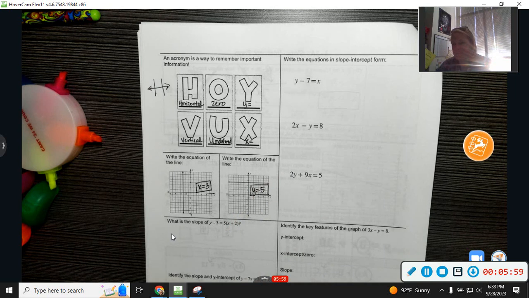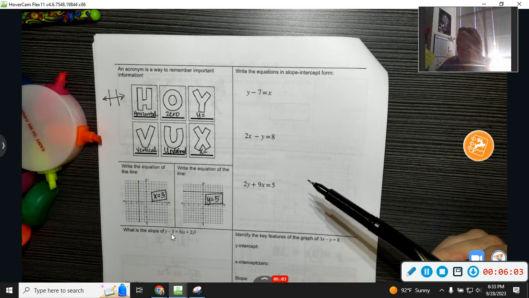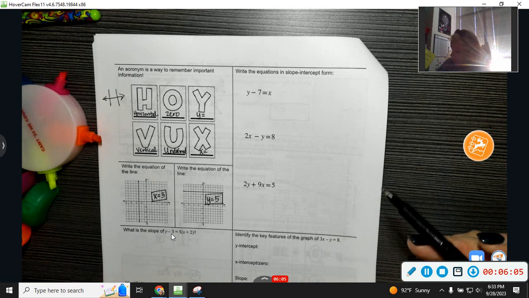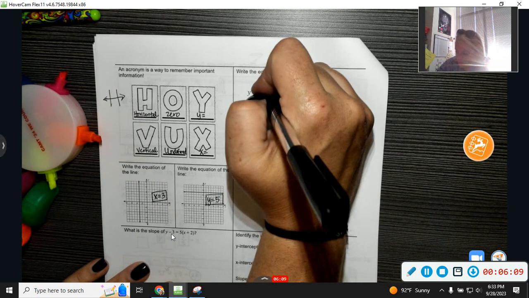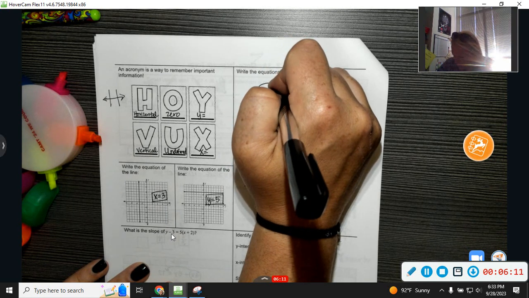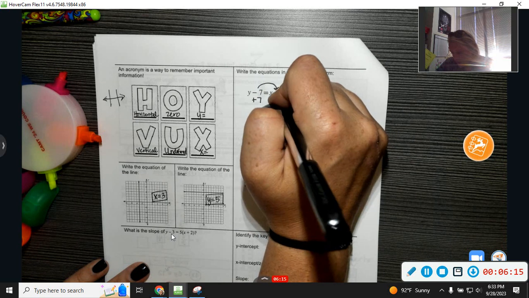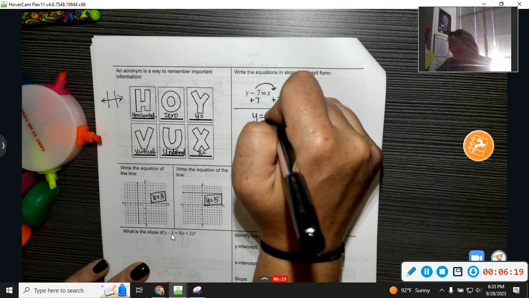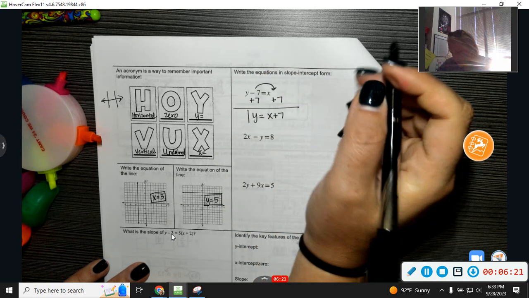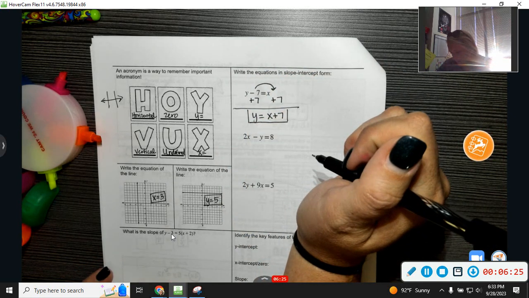Okay? Let's go back and do some more of these examples of solving for y to get it into slope-intercept form. Okay, again, if we change sides, we have to change the sign. So I'm going to take this -7, I'm going to move it over. So you can either add the 7 to both sides, or you can just change the sign. So it's y equals x plus 7. And I could graph that in Desmos.